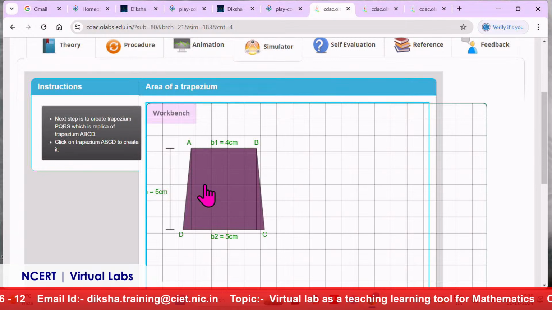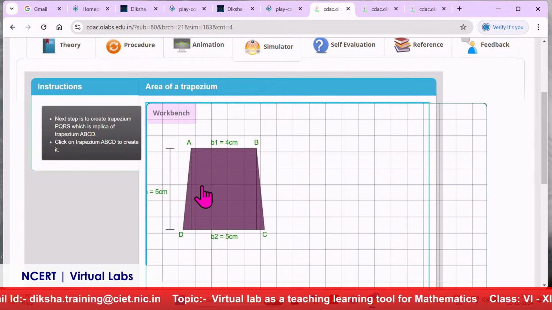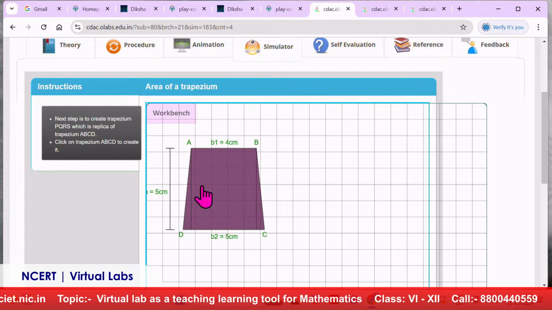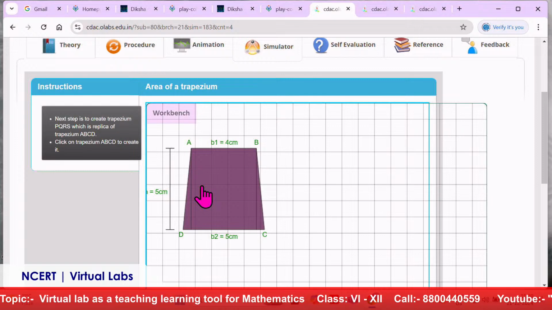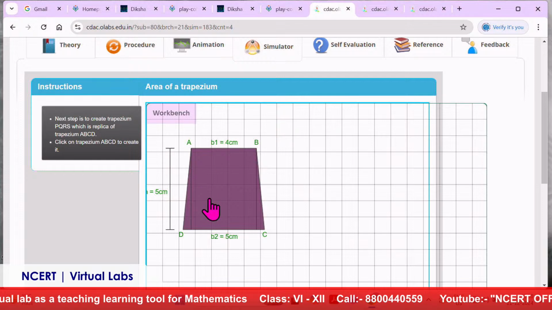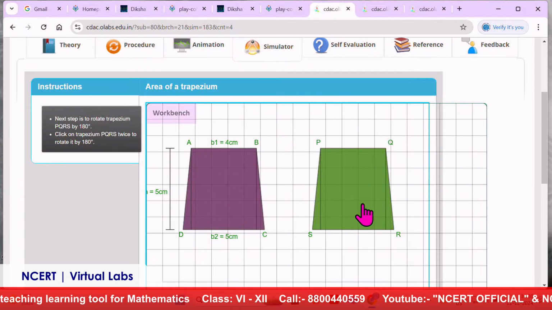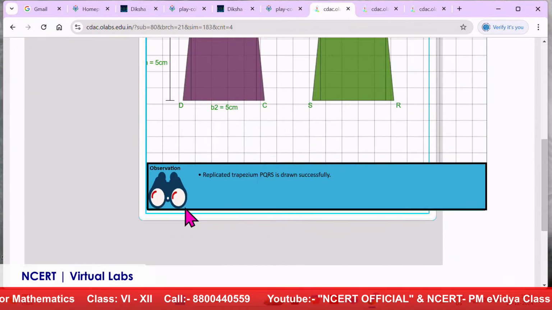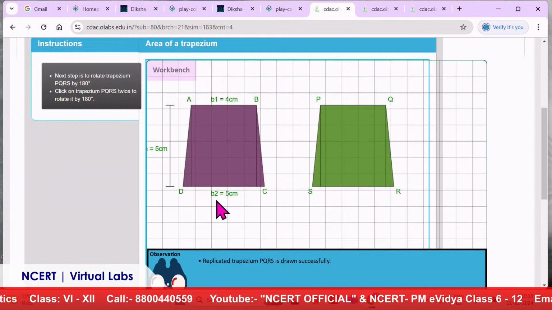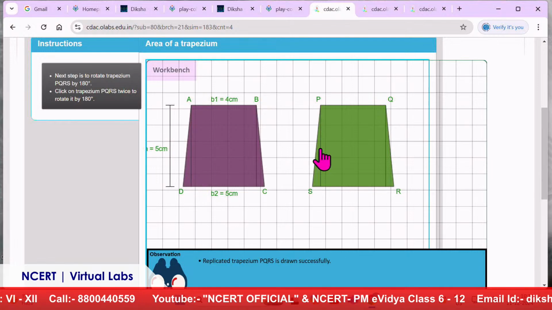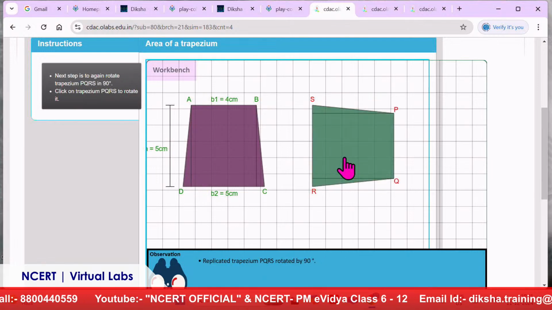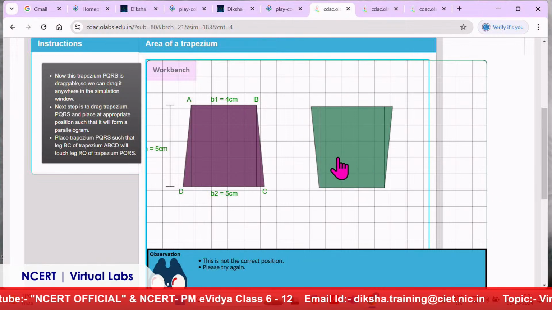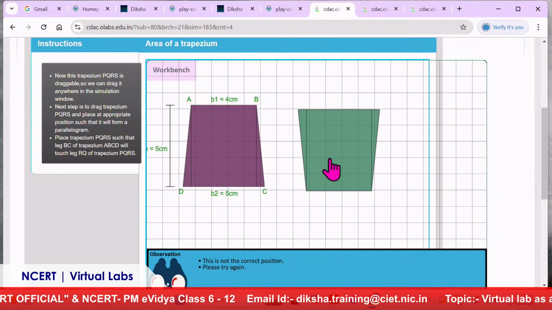In the next step, if we want to show the area of the trapezium, we have to make a replica of this trapezium. Just by clicking on this trapezium, I get another trapezium with the same measurements. Now in the next step, we have to rotate the second one to make it a rectangle. So I am dragging it slowly. This is a very easy procedure.